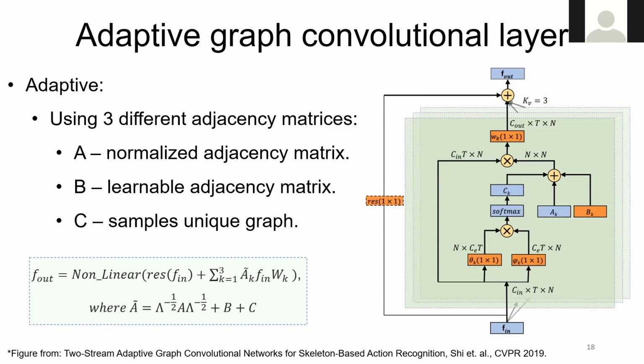The adaptive graph convolution layer consists of A, a fixed normalized adjacency matrix, B, a learnable adjacency matrix, and C, an attention-based sample's unique adjacency matrix. When adding all three matrices, B and C produce a layer-specific adjacency matrix, which is more suitable for the task at hand. A emphasizes the immediate neighbors, that is, the short-range dependencies. B is completely learned, and C is somewhat guiding B in its learning process.